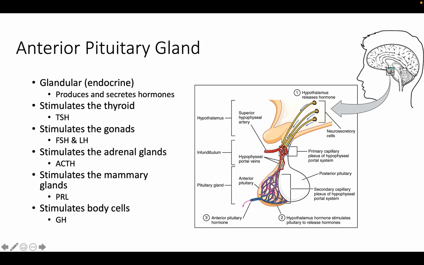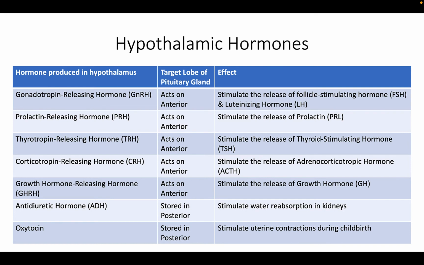So we're going to start talking about hormone actions and their targets by the hypothalamus and the anterior pituitary now. Starting off with the hypothalamus, on this column over here we have all the hormones that the hypothalamus produces. This column is the target site of that hormone, and this is the effect of that hormone. The first 5 up here are going to be targeting the anterior pituitary, and the bottom 2 will target the posterior pituitary.